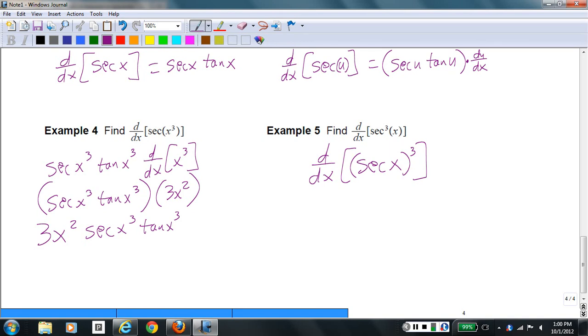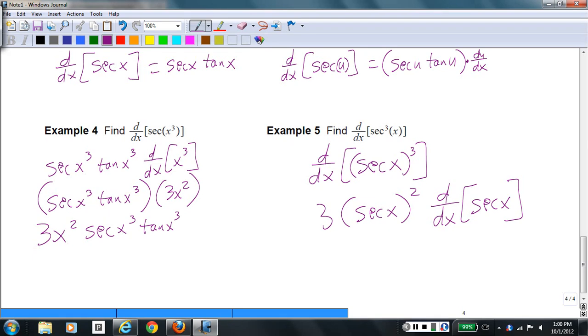So if I write it like that, maybe it's a little bit easier to see that the outside function is not the secant function. The outside function is the what? The cubing function, yes. So how do we take the derivative of something cubed? Well, power rule. 3 times that something raised to the second power times the derivative of that something.